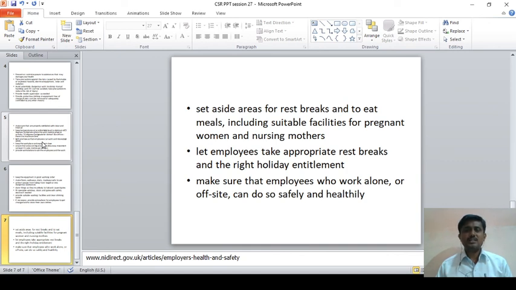These are the duties of the employer or the firm towards the employees. Thank you.